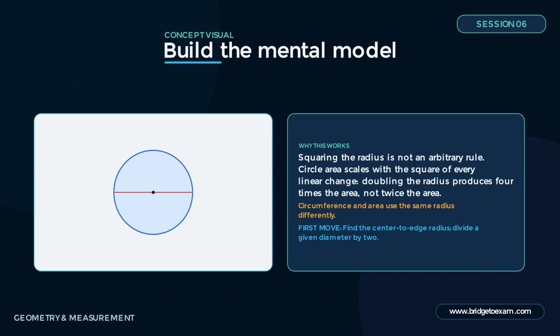Second, square the radius before multiplying by pi. Third, use the value of pi specified by the problem and round only at the end. Finally, check reasonableness. The circle's area must be less than the area of its surrounding 2r by 2r square. Do not skip the final check simply because the calculator produced a number.